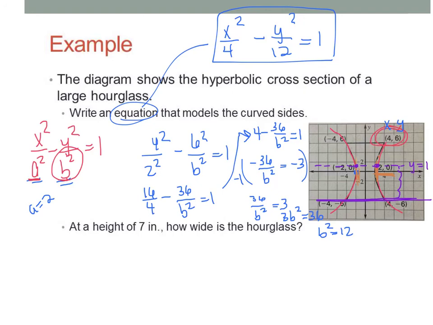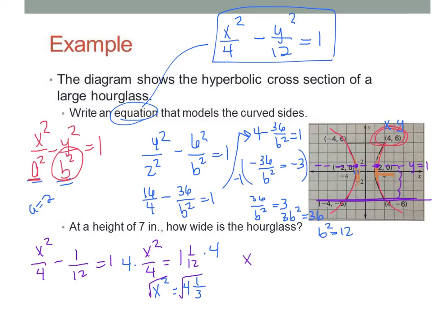Well, let me find my x there. If I know y is 1, I can make y be 1, and I know 1 squared is still 1. So we get x squared over 4 equals 1 and a 12th. I added a 12th to both sides. Multiply by 4, x squared ends up being 4 and a 3rd. And then I want to square root both sides. So x is plus or minus 2.08.